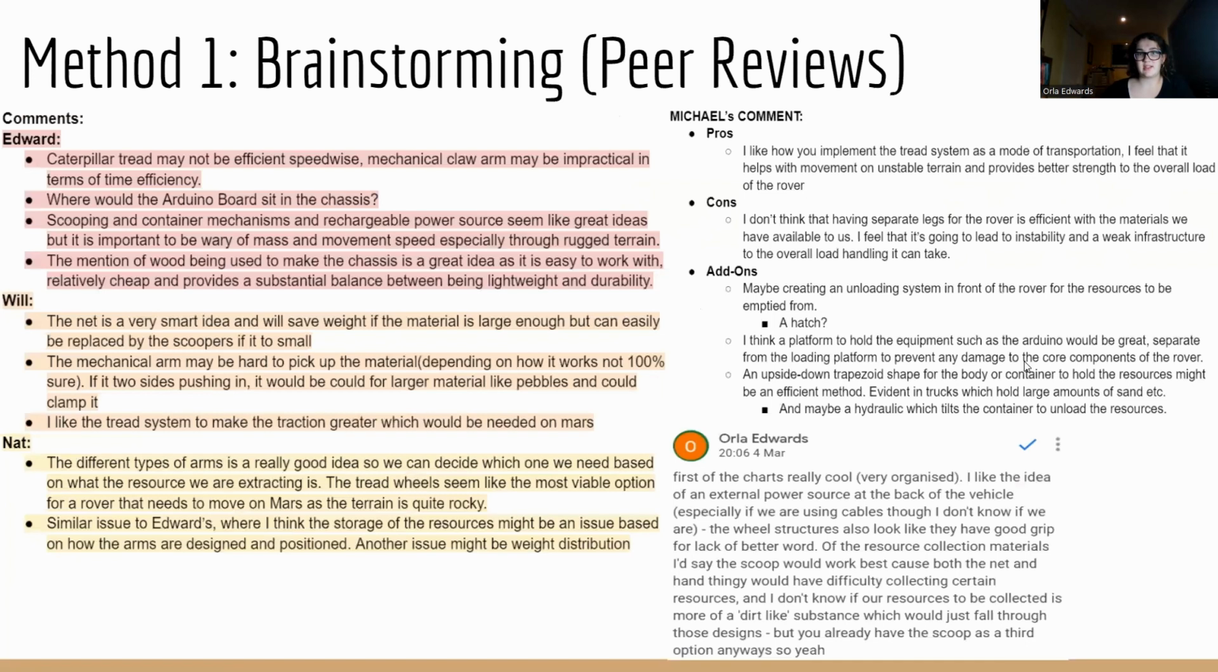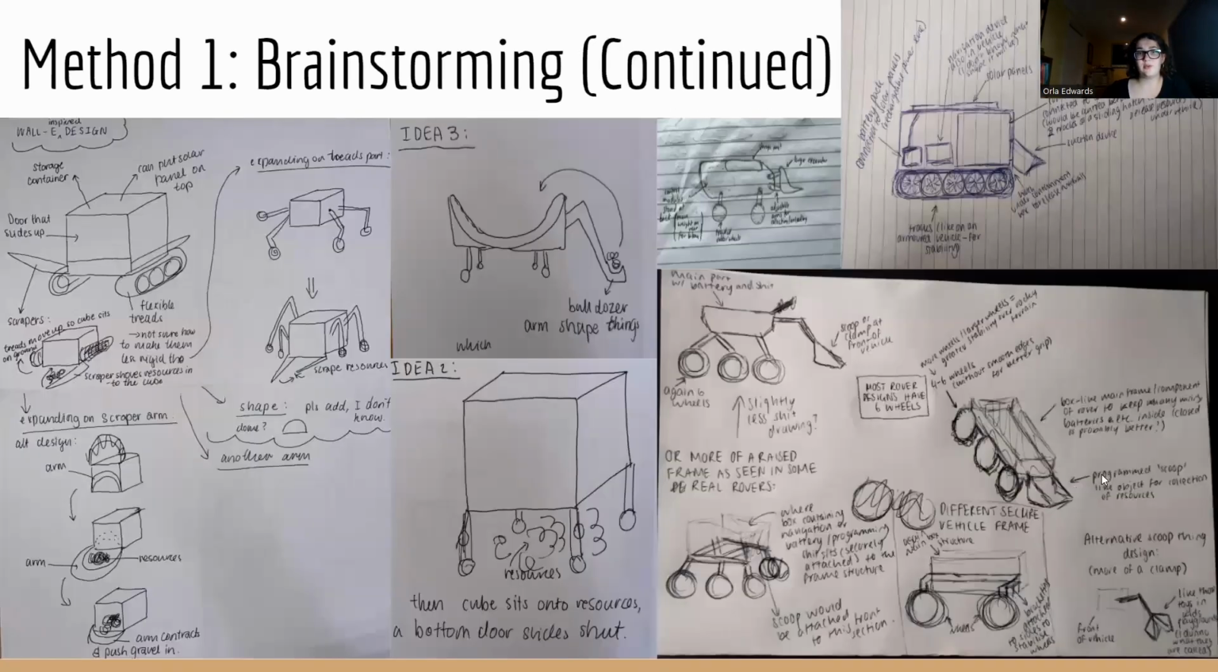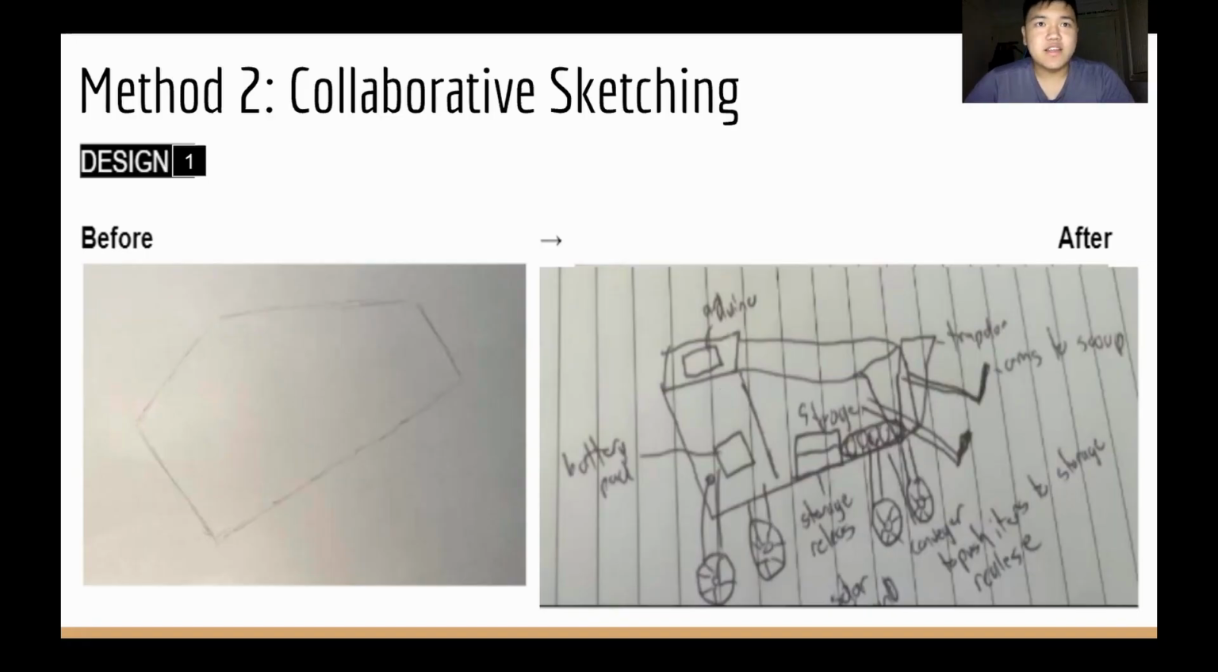Then we contributed to each other's ideas and designs by writing questions, comments, and any additional thoughts, so that we could further develop these designs into something more plausible. The comments consisted of constructive criticism, which allowed us to enhance our more basic designs as a group. Upon group sharing, we found that many of these ideas were focused on practicality as opposed to creativity. As you can see, we explored different transportation methods, resource collection mechanisms, and rover shapes. Although there was minimal variation in features of the rover, we found that this method helped us identify common and practical yet uncreative solutions.